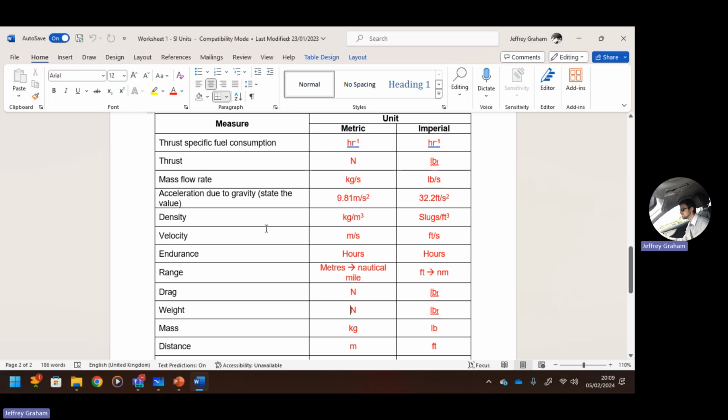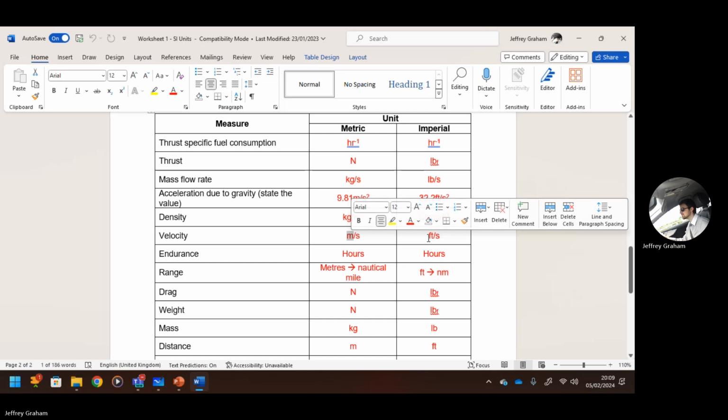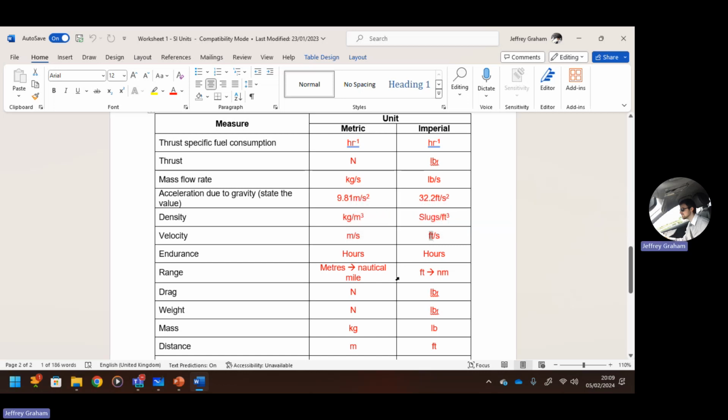A few of these are pretty obvious. Velocity, we've got meters per second. Obviously, the imperial unit involved is feet, or we're just transferring meter to feet, which is then when we look a little bit further up, we've got acceleration due to gravity. Should be very familiar with 9.81, that's meters per second squared. All we're doing in the imperial system is converting meters to feet, which is to multiply by roughly 3.3, and so you get the 32.2, and that's feet per second squared too.